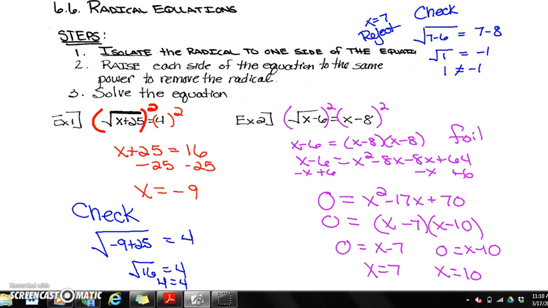And I'm going to change to this ugly green and check when x equals 10 right here in the middle of the board. So the square root of 10 minus 6 equals 10 minus 8. The square root of 4 equals 2. 2 equals 2. This is a solution. It does work. Take a minute, pause, write it all down, think about it.